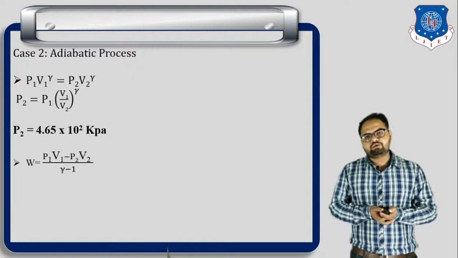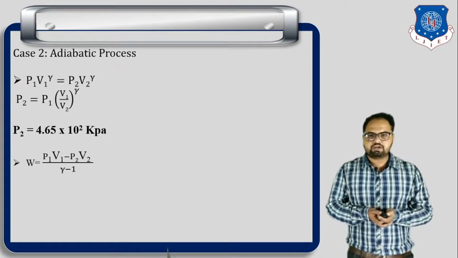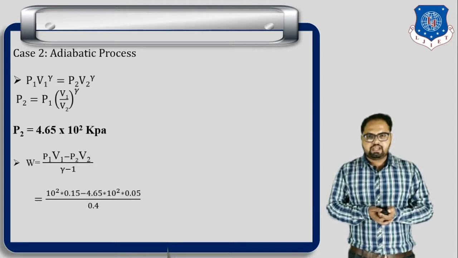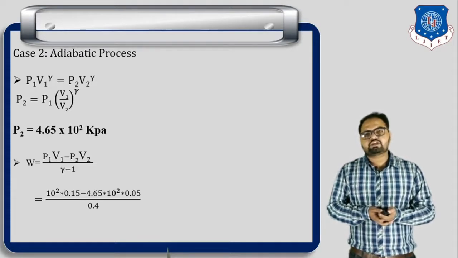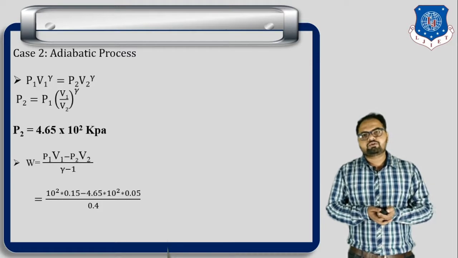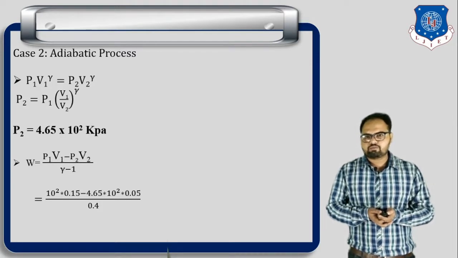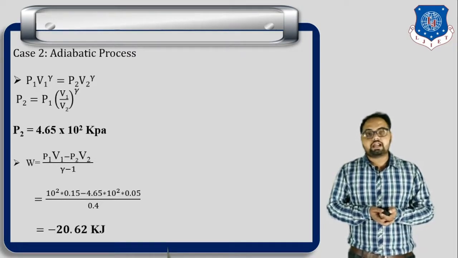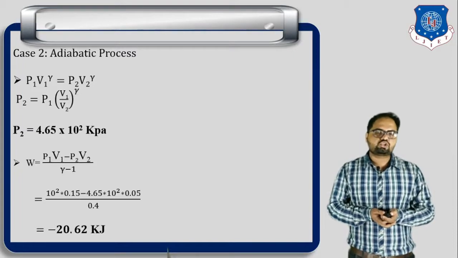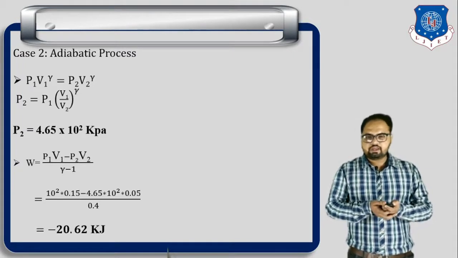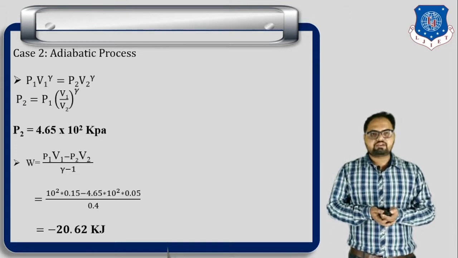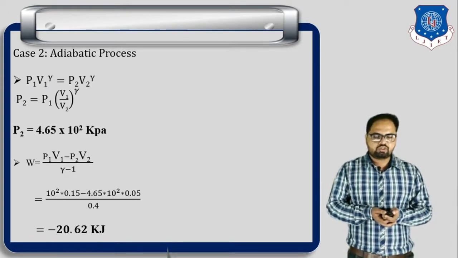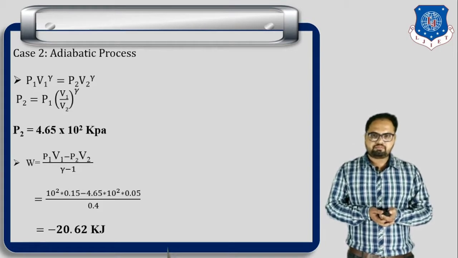By putting the value of P2 in the equation (P1 V1 minus P2 V2) divided by (gamma minus 1), we get P1 as 10 raised to 2, V1 as 0.15, P2 as 4.65 into 10 raised to 2, and V2 as 0.05, divided by gamma minus 1, that is 1.4 minus 1, so the denominator will be 0.4. So the final answer for the work done during the adiabatic process is minus 20.62 kilojoule. Here the work done is negative, and the negative sign indicates that work is done on the system during the process.